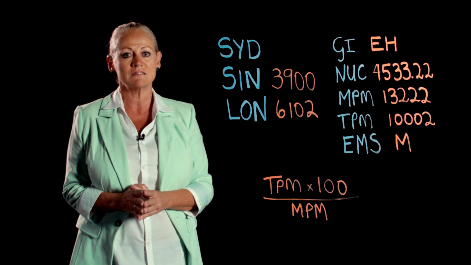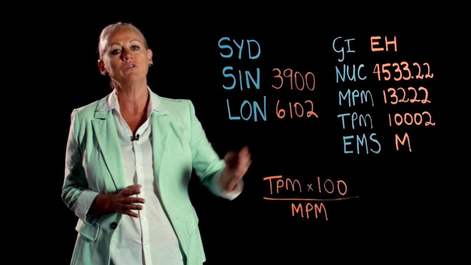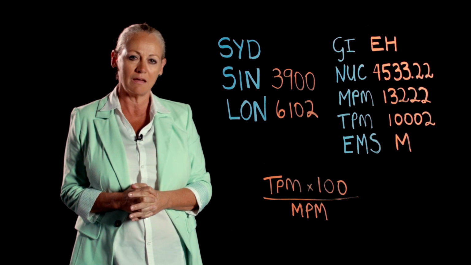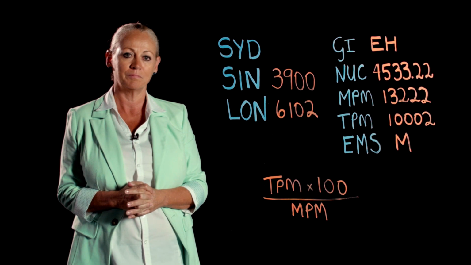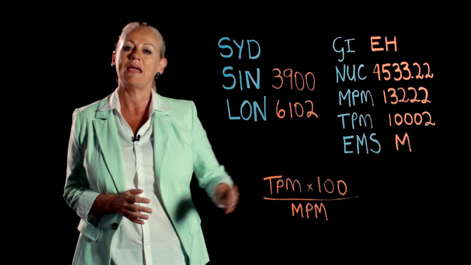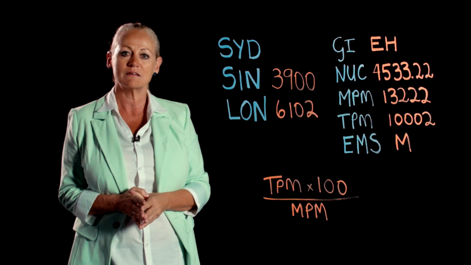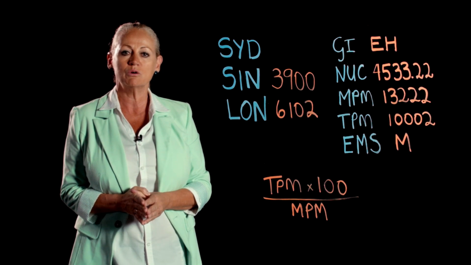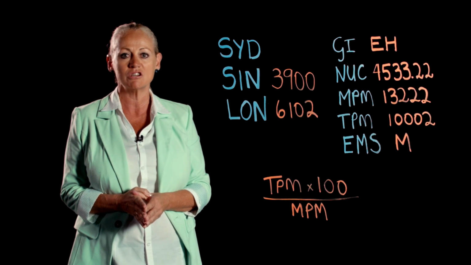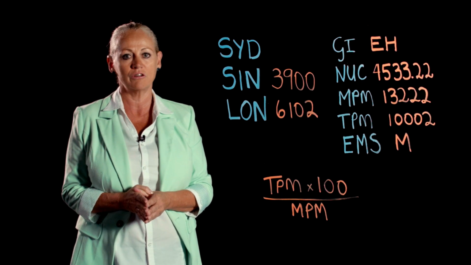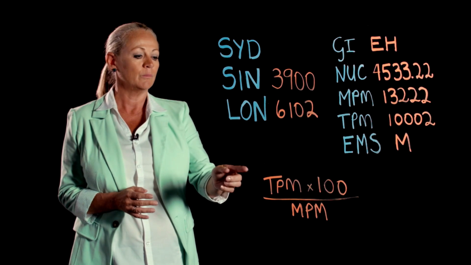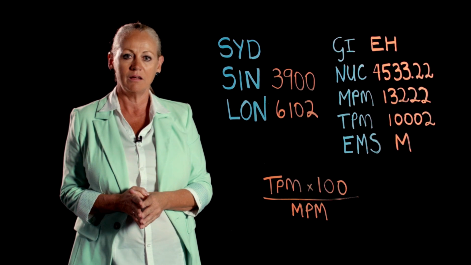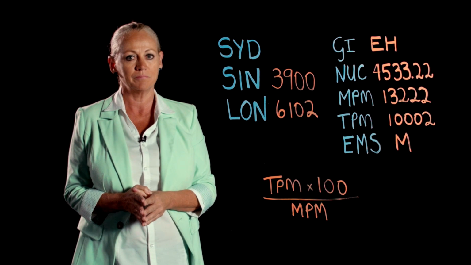Now, there will be instances when your fare, or your NUC, needs to be surcharged. This happens when your TPM exceeds the MPM. It's called an EMS, or an excess mileage surcharge. So we've got a formula that we use to work out how much we have to surcharge our NUC, or our neutral unit of construction, by. We take the TPM, multiply it by 100 and divide it by the MPM.